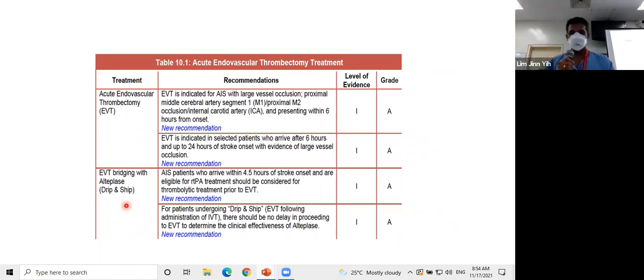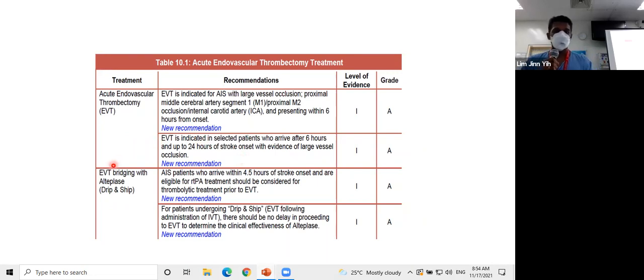So all these are level 1 evidence with grade A. All these are new recommendations in our latest guidelines CPG. So what they suggested here is for those with large vessel occlusion, especially in the proximal MCA, M1 and M2, presenting within 6 hours, EVT is indicated for this kind of patients. And for those who arrive after 6 to 24 hours, if there is still evidence of large vessel occlusion, they can still go with this EVT procedure as well.